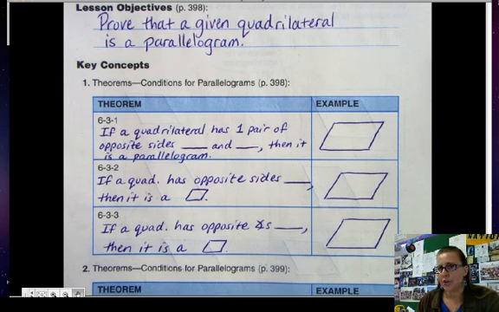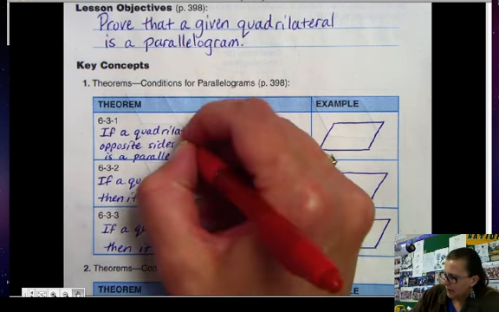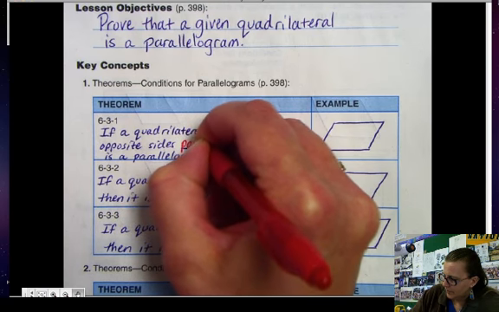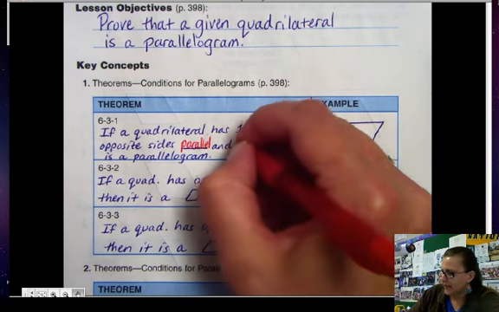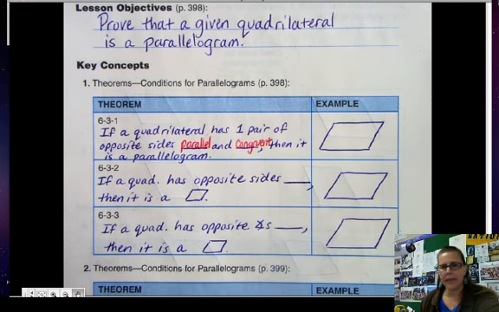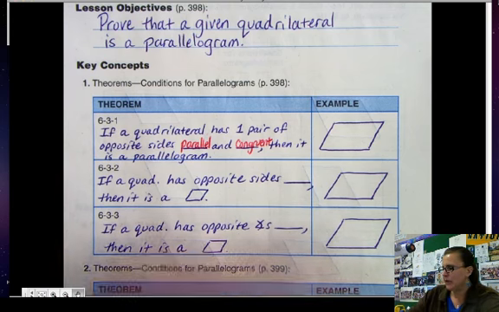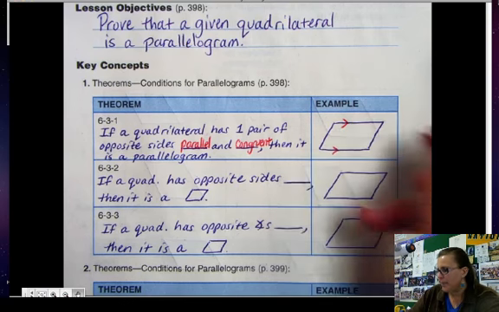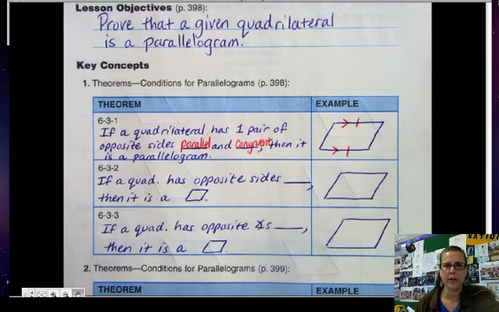These are the first 3. So the first one is if a quadrilateral has one pair of opposite sides parallel and congruent, then it is a parallelogram. So all you need is one pair of opposite sides, but they have to be both parallel and congruent in order to prove that it is a parallelogram.